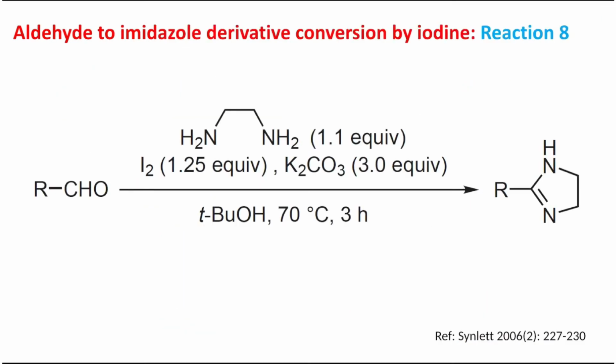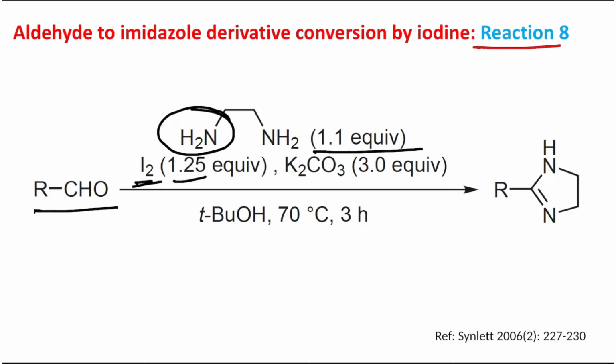Now let's go to the next example, reaction number 8. We have a total of 9, another one more. So first the aldehyde reacts with ammonia. This is ethylenediamine, 1.1 equivalent, slight excess. So what happens? First it will convert into a Schiff base, then the reaction will continue. And if you look at how many equivalents of iodine are needed, 1.25, means 1 unit of oxidation you will observe. So I shall explain. And K2CO3 as a base, and tertiary butanol is used as a solvent too, because of the same logic.